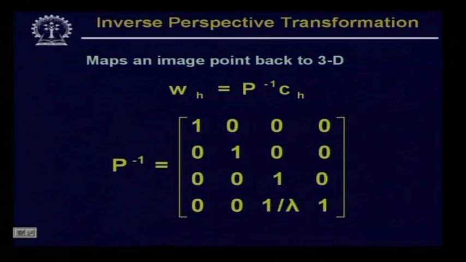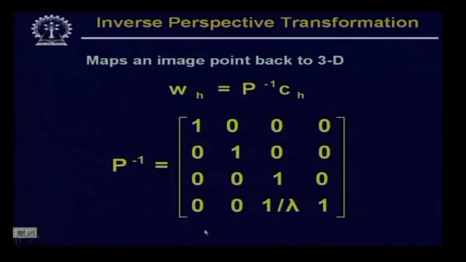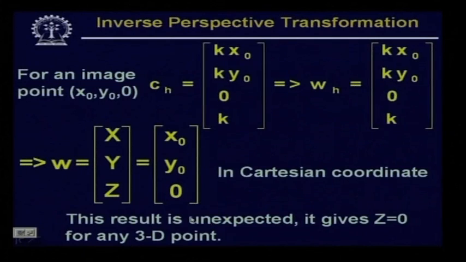And we define an inverse perspective transformation P inverse, which is given by [1 0 0 0; 0 1 0 0; 0 0 1 0; 0 0 1/lambda 1]. You can easily verify that this transformation matrix is really an inverse of the perspective transformation matrix P, because if we multiply the perspective transformation matrix by this matrix P inverse, what we get is really a unit matrix.